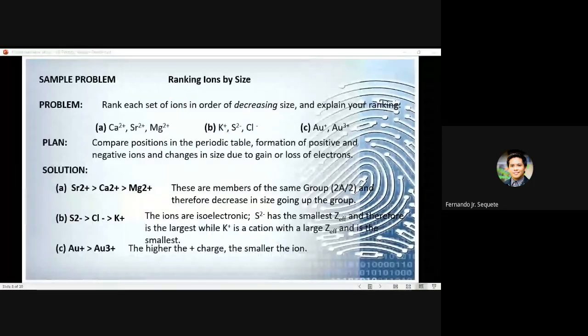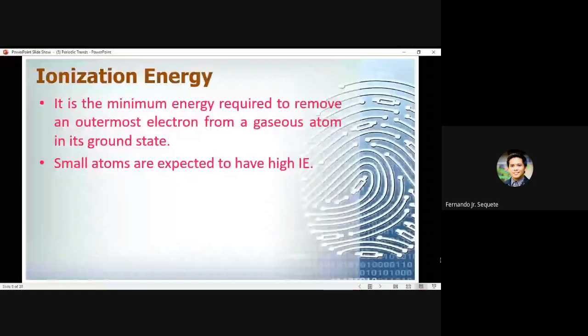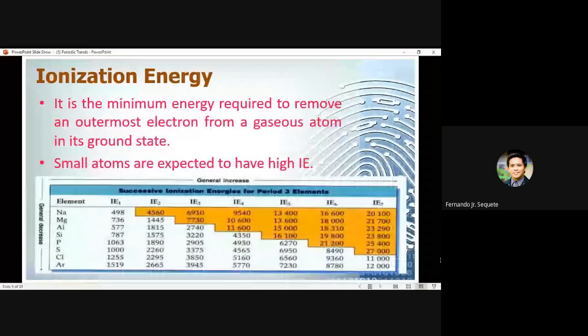Next, we have here ionization energy. Ionization energy is the minimum energy required to remove an outermost electron from a gaseous atom in its ground state. Small atoms are expected to have high IE. Sir, paano natin malalaman yung small atoms? Tingnan natin doon sa pinakauna nato, no? That could tell you if the atom is small or not. Okay. So small atoms are expected to have high IE.